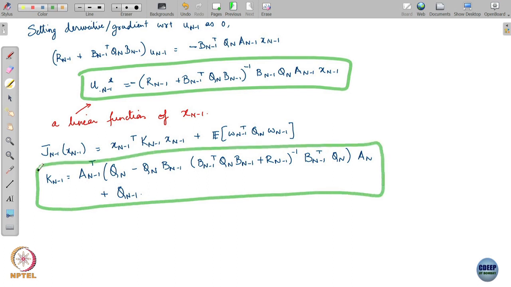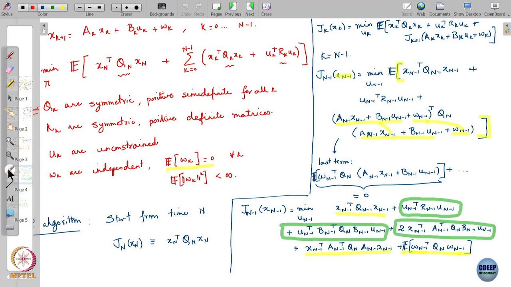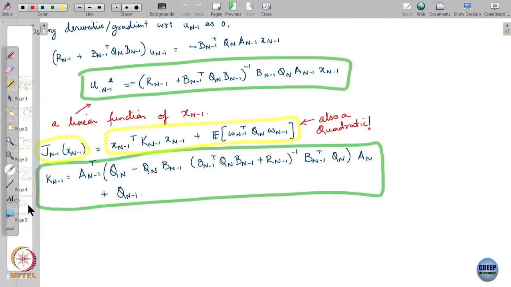But what is the lesson here? The lesson is that the value function at time step n has also turned out to be a quadratic function. So what did we conclude in the previous time step? If the value function at time n was quadratic, then in computing the value function at time n minus 1, all you had to do was set the derivative equal to 0, and you got a linear policy. Moreover, what is happening now is that the value function at time n minus 1 is also turning out to be a quadratic.